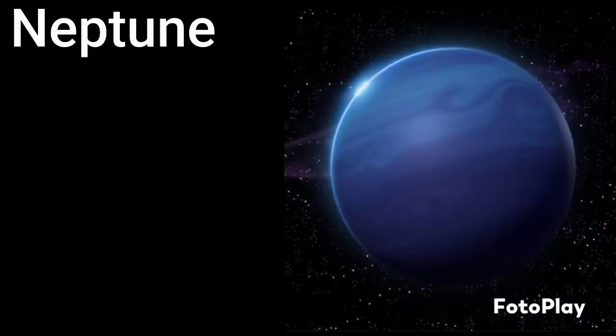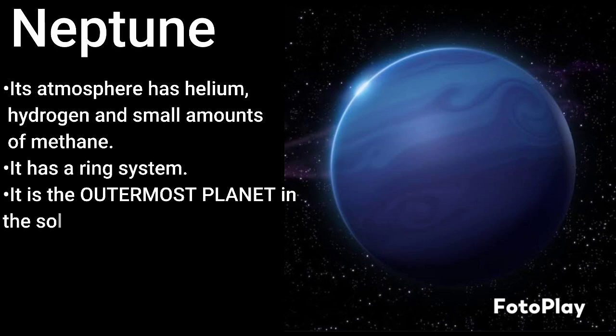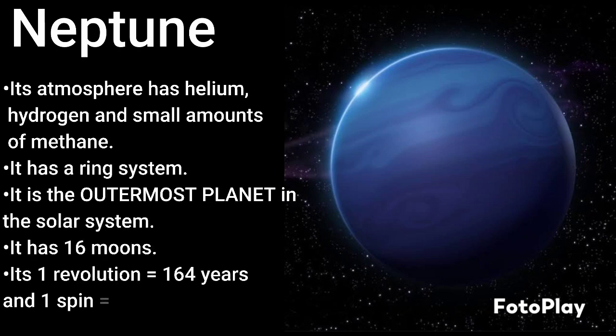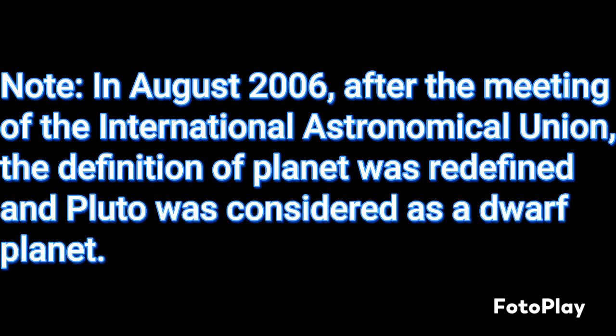Neptune. Its atmosphere has helium, hydrogen and small amounts of methane. It has a ring system. It is the outermost planet in the solar system. It has 16 moons. Its 1 revolution equals 164 years and 1 spin equals 16 hours 7 minutes. Note: in August 2006, after the meeting of the International Astronomical Union, the definition of planet was redefined and Pluto was considered a dwarf planet.